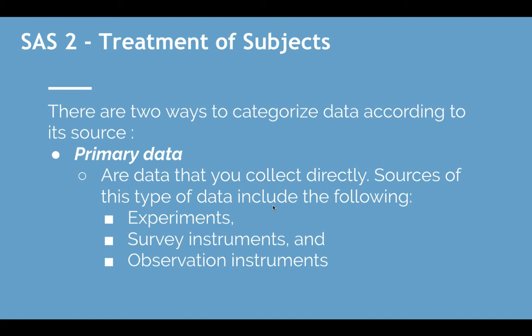Experiments. Let's say you conduct experiments on something, and the data you collect from that experiment is your own primary data. Survey instruments. Let's say that we've created a survey and we've polled some people about certain questions. That data is your own data. It's primary data. And observation instruments, let's look at this from the perspective of facial recognition. The government has these computers that can look at the cameras all over the world and recognize people's faces. That's primary data for the government. So primary data: data that you collect directly.